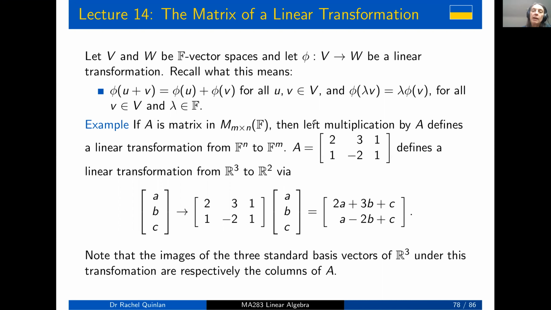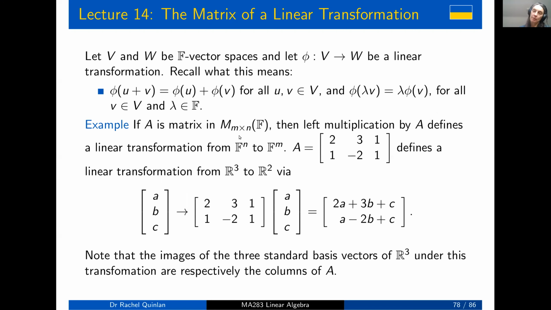Then the assertion is that left multiplication by A defines a linear transformation from the space of column vectors Fn to the space of column vectors Fm. Okay, so let's think about that. A is an m by n matrix. So things that can be multiplied on the left by A are vectors whose number of entries is the same as the number of entries in a row of A, and that's n. So certainly, left multiplication by A applies itself to elements of Fn.